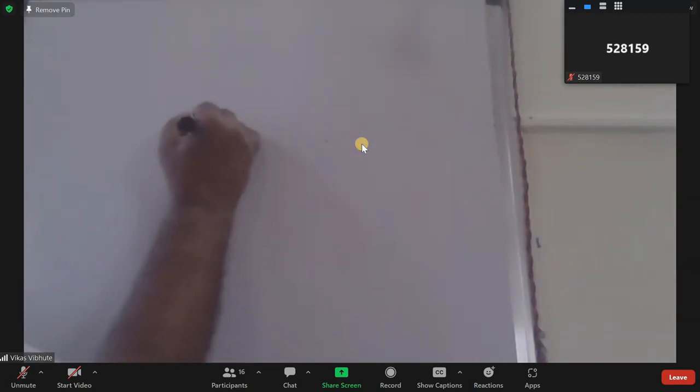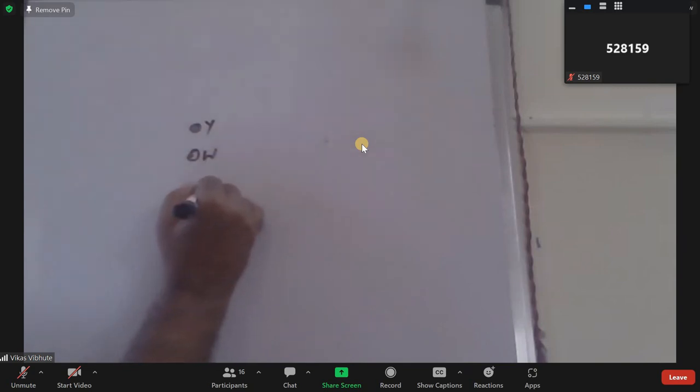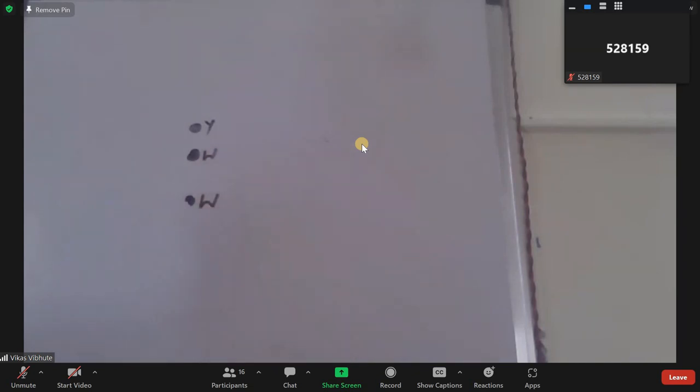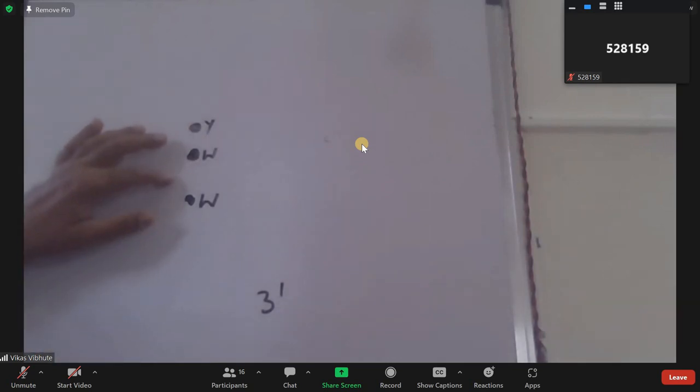Sir, 1 minute. You are seeing yellow, white, white on your port bow. Distance 3 miles. It is 15 degrees on your bow. What will you do? Yellow, white, white on your port bow.